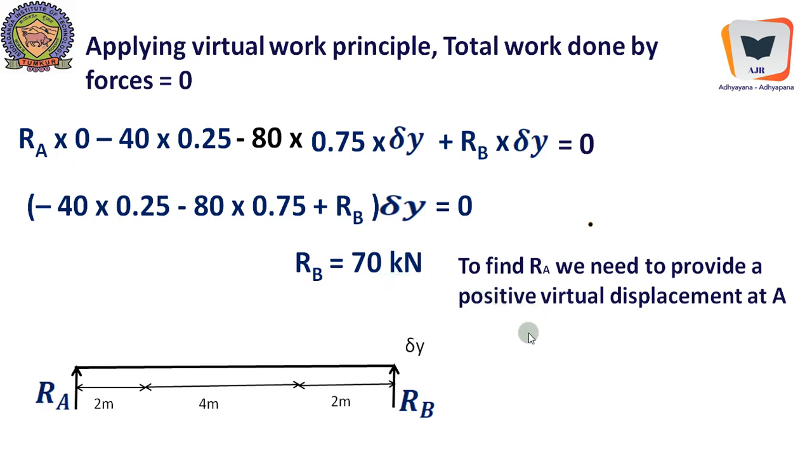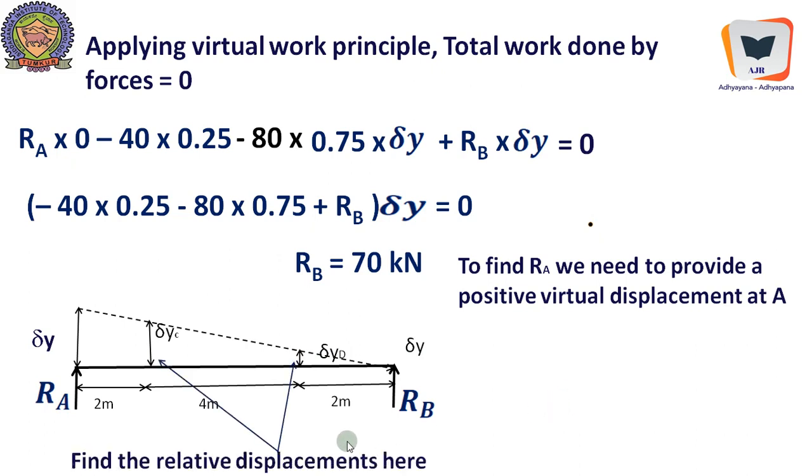To find RA, again, we need to induce a small virtual displacement in the positive direction at A. So we need to provide a positive virtual displacement at A. We have done this. Upon doing this, it will be lifted up and it goes positively up, and we need to find out what is the amount of proportional displacement that happens beneath the load at C and D. It's once again by comparing similar triangles, and we need to find out this relative displacement.